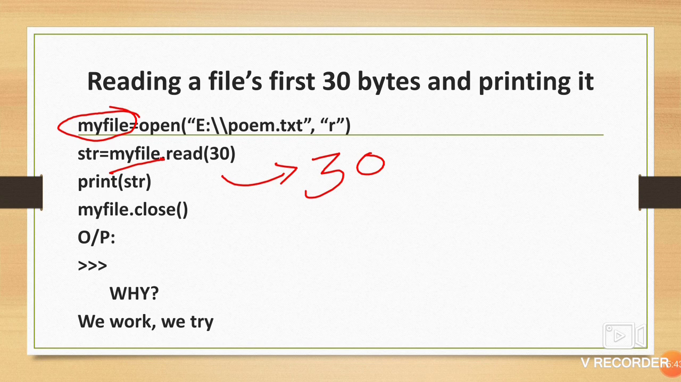As I told you, close is a method which is used with the file object or file handle. So it will print the output in what way? It will display only 30 bytes. Why? We work, we try.